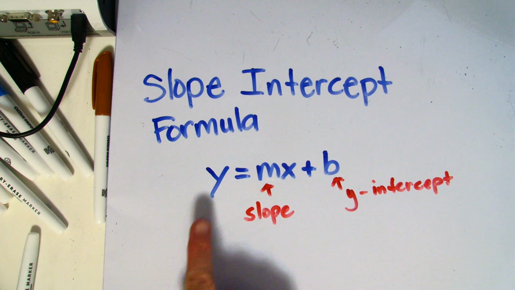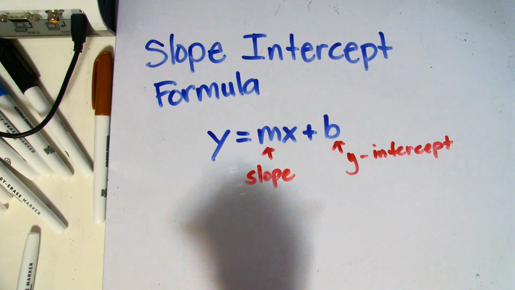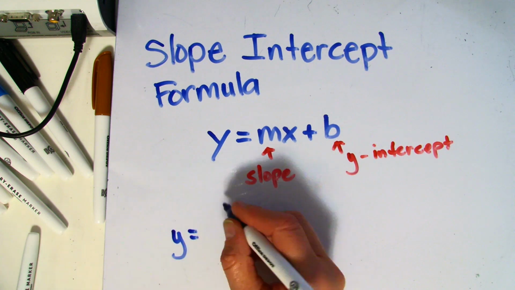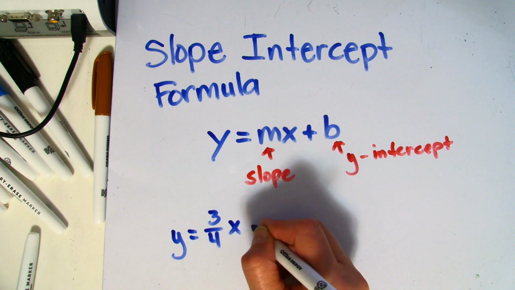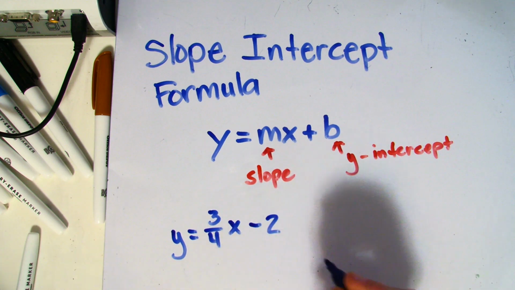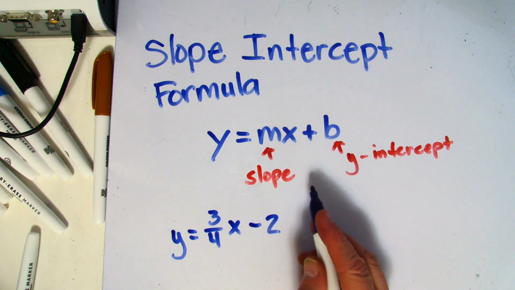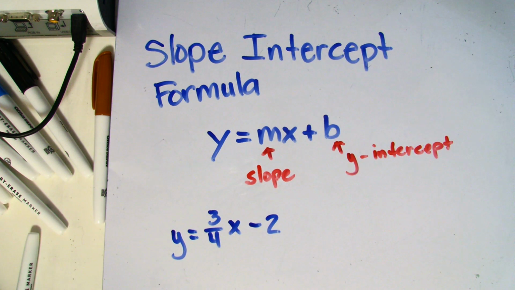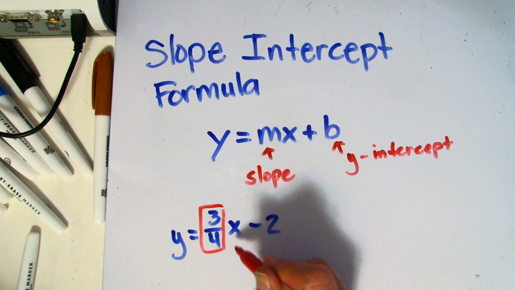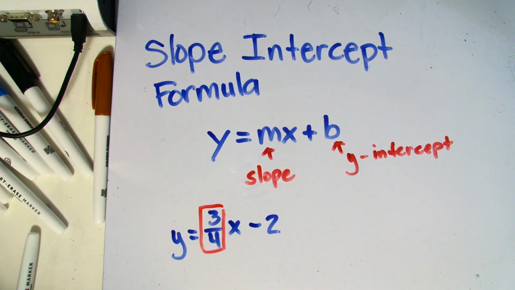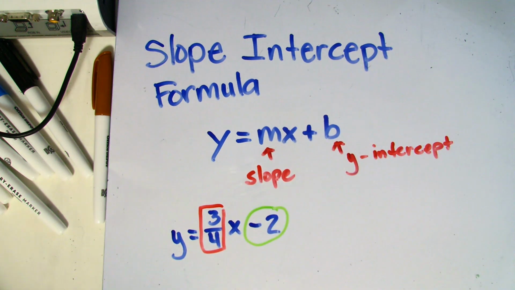So if we have a formula that follows this form, for instance, y equals 3 over 4 times x minus 2. Now this could be a plus 2 or a minus 2. It would still follow this form. And that's because we have the slope that is multiplied to the x, and we have this number here which refers to the y-intercept.